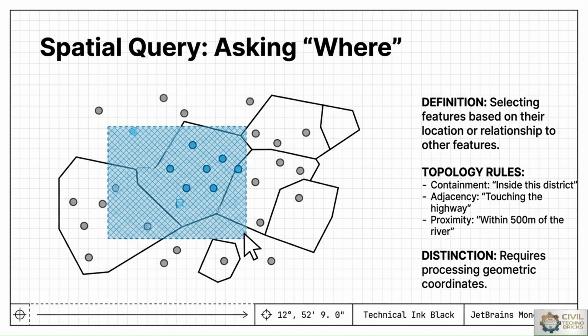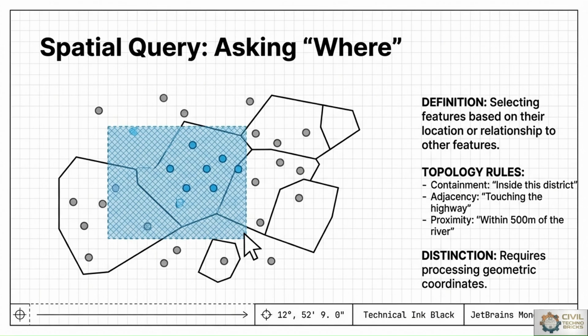Containment shows that it is inside this district, so we can check which district that position belongs to. Adjacency, touching the highway, shows which highway is nearby from that position. And proximity, for example, within 500 meters of the river. Likewise, we can check the environmental conditions, hydrological parameters, or transportation parameters.